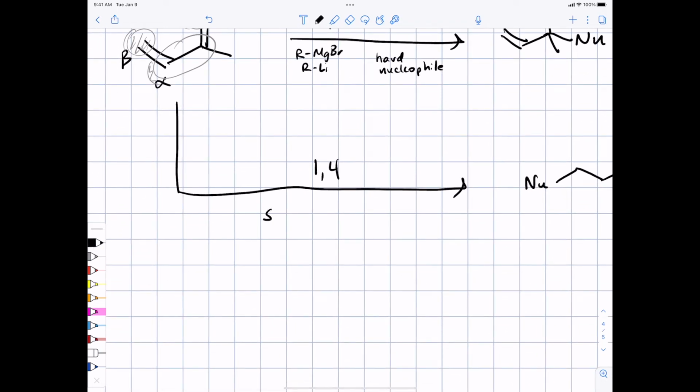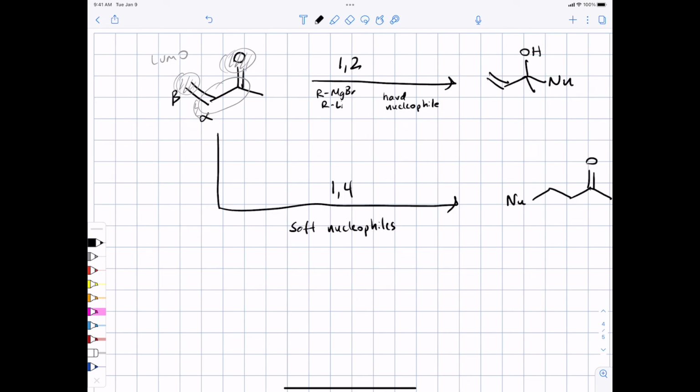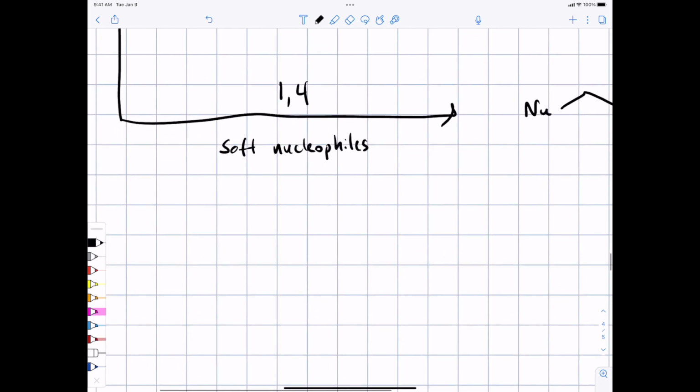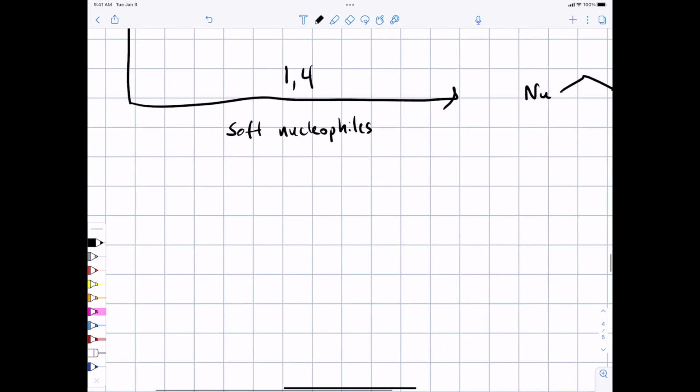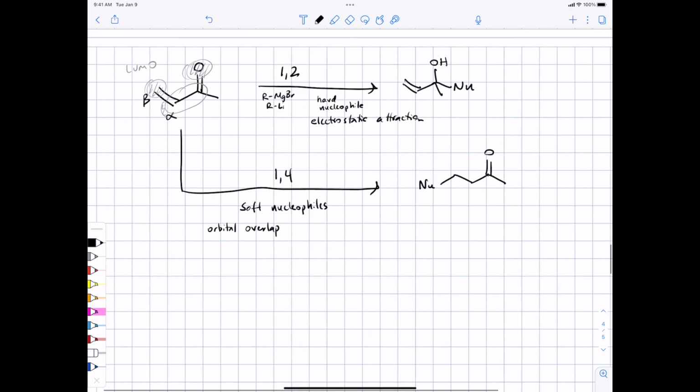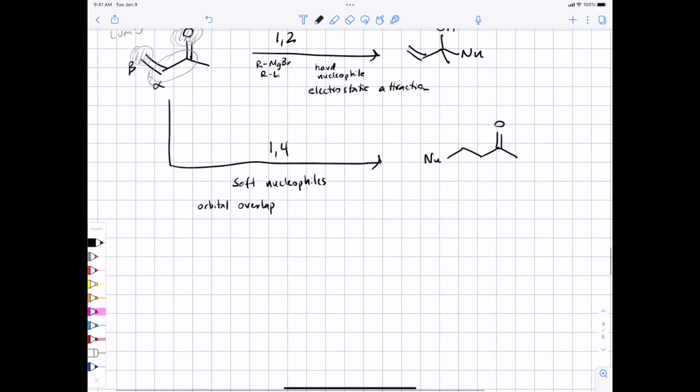In contrast, the soft nucleophiles prefer 1,4 addition because instead of electrostatic attraction, soft nucleophiles tend to have diffuse and spread out charges, and so the thing that allows them to attack is orbital overlap. And so molecules that are close in energy to the LUMO of the alpha beta unsaturated carbonyl compound will tend to attack at carbon 4.